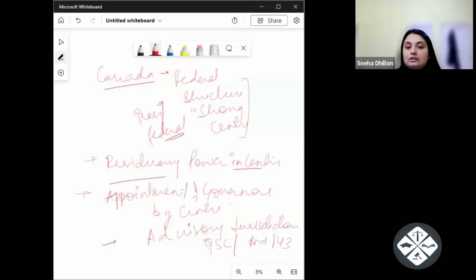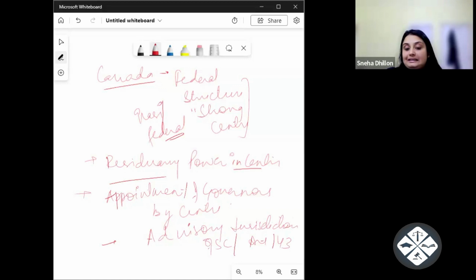तो Canadian Constitution ने हमें 4 चीजें दी है, फेडरल स्ट्रक्चर विद स्ट्रॉन्ग सेंटर और क्वाजी फेडरल status of the Indian Constitution or the federal structure in India, residuary powers in center that which are available to the Union, and appointment of governors by the center, and the advisory jurisdiction of the Supreme Court as mentioned under Article 143.